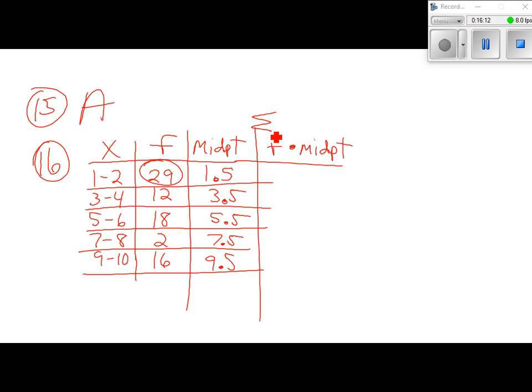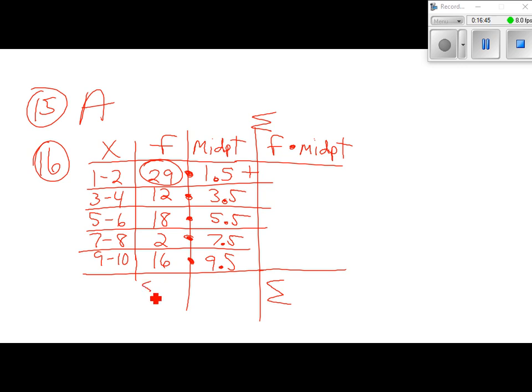So on your calculator, you're going to take this number times that one plus this one times that one plus this one times that one plus this one times that one plus this one times that one. And we just want to know that sum. So you can plug all that into your calculator and find it. That's what I did. Somebody help us out. Somebody else could be doing this on their calculator.